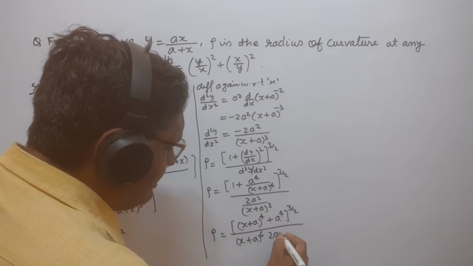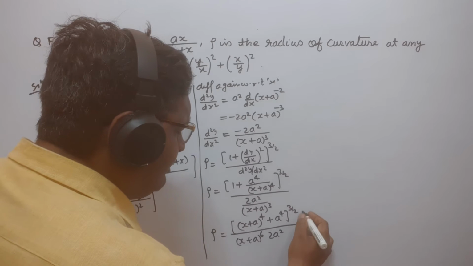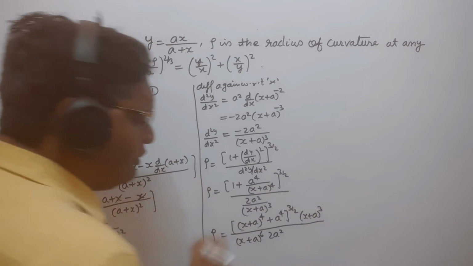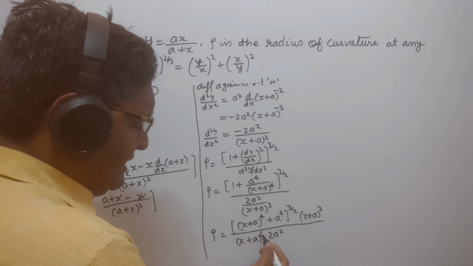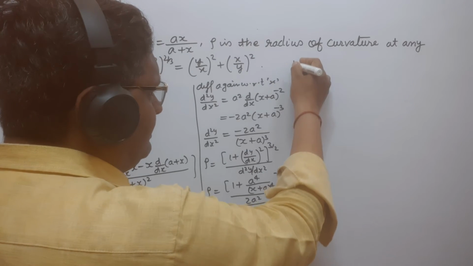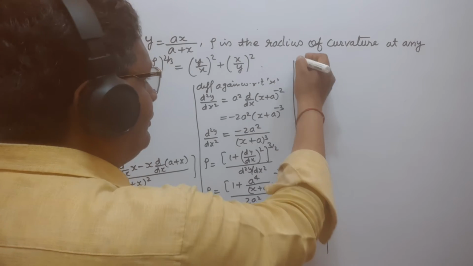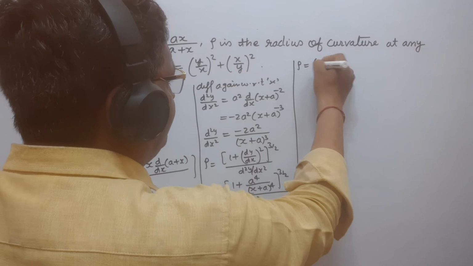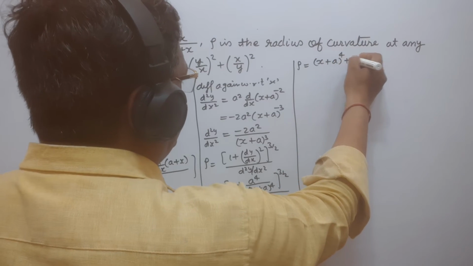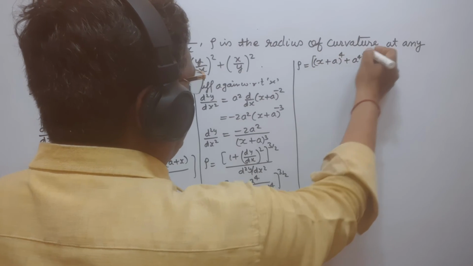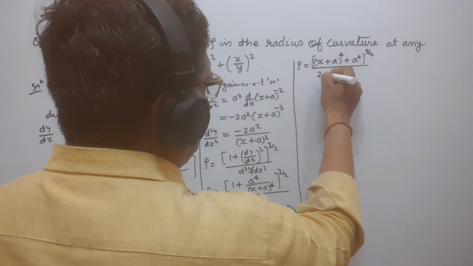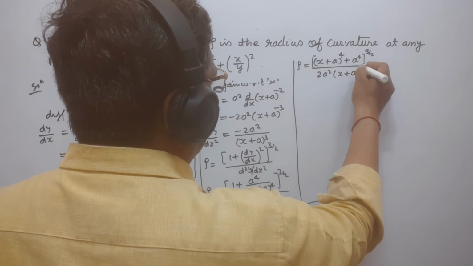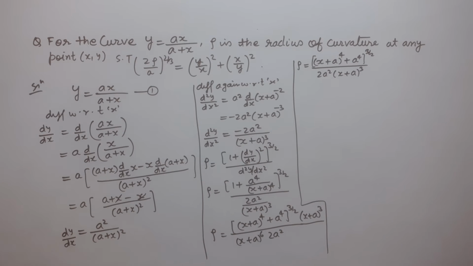And this 2a square and this (x plus a) whole cube goes to the numerator. So we write here (x plus a) whole cube. Now this (x plus a) whole cube is cancelled by this 6 power, we get here 3 power. So we write this: rho is equal to (x plus a) whole power 4 plus a to the power 4, whole power 3 by 2, divided by 2a square and (x plus a) whole cube. So this is the radius of curvature here.